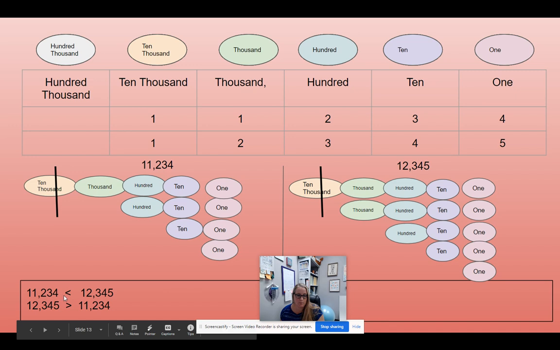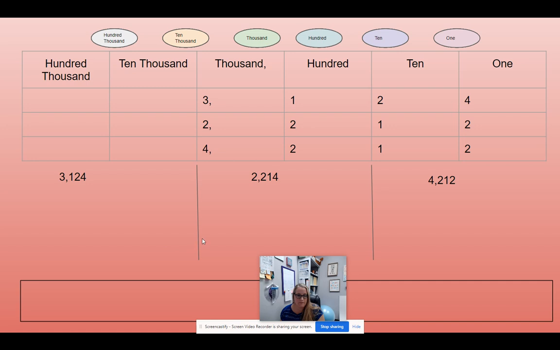You're able to see the symbols, and it actually shows us that 11,234 is less than 12,345. And that 12,345 is greater than 11,234. So that is how you compare numbers. You're looking at them to see what is different, and you're figuring out which one is either smaller or bigger. The other thing that we are going to do today is we are going to order numbers. So when we compare, it's just two numbers, but when we order, it's going to be more than two numbers, but we're doing the same exact thing.